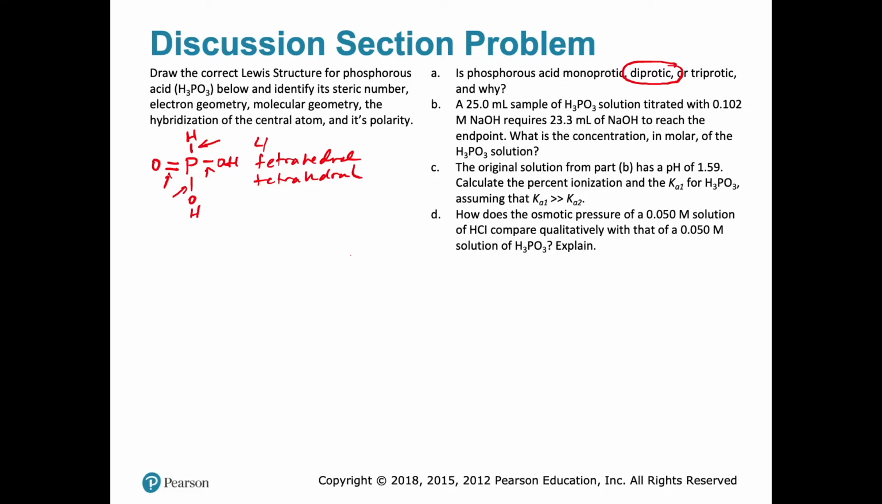Now, if it had a lone pair, it'd be trigonal pyramidal, right? But it's not a lone pair. It's 4 bond groups with no lone pairs, so it's going to be tetrahedral. Okay? And then it's asking for the hybridization of the central atom. The central atom is phosphorus, and it has 4 electron domains on it. It's a steric number 4, so we're going to say that it is sp3 hybridized.